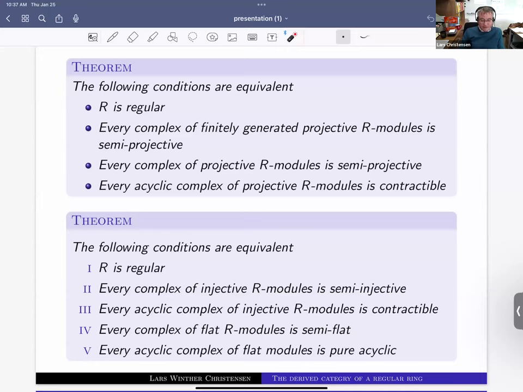And then for complexes of flat modules, you don't quite get contractibility. And of course, that should not be a surprise, because a short exact sequence that terminates in a flat module doesn't split, but it is a pure sequence. And so what you get is that every complex of flat modules is pure acyclic, which just means that all the cycle modules are flat modules.